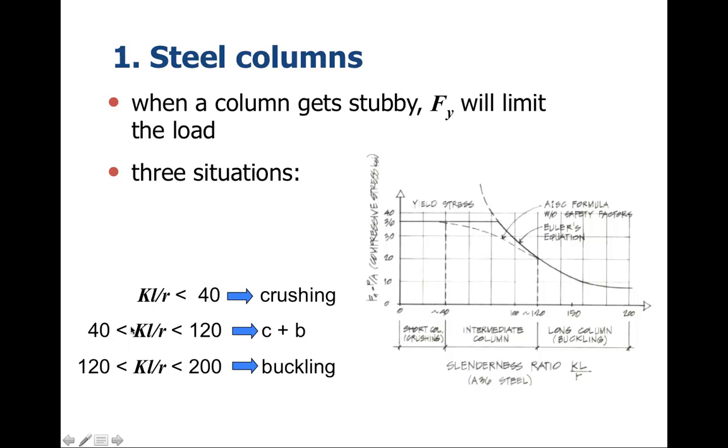Between 40 and 120, which relates to this zone right here, we're somewhere in between. We have both crushing and buckling, so we have to be concerned about both of those. And between 120 and 200, we're in this range right here. In this case, we're really dealing with long columns and the potential for buckling in those columns.